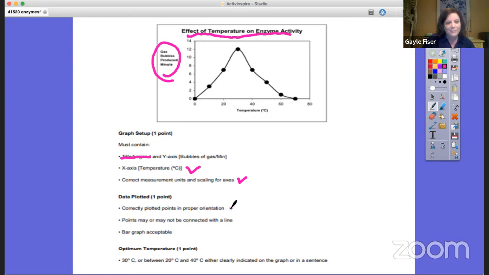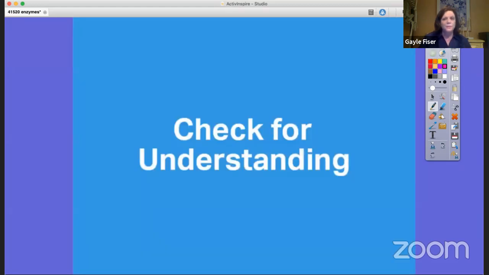All right, so correctly plotted points. Points may or may not be connected with a line, and a bar graph would have been acceptable. And our optimal temperature was at 30. Now I know that you're not going to be doing a graph on your test this year, but you're probably going to be analyzing one. So if you know how one was built within a topic, that's going to help you analyze it in that same topic. And then possibly, in a few minutes, we're going to talk about rate, and possibly rate on the exam.